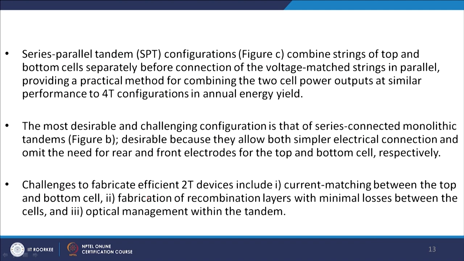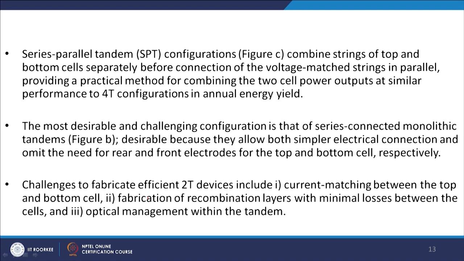Now, series parallel tandem or SPT configurations, which is shown in the third figure, combine strings of top and bottom cells separately before connection of the voltage matched strings in parallel, providing a practical method for combining the two cell power outputs at similar performance to four terminal configurations in annual energy yield. The most desirable and challenging configuration is that of series connected monolithic tandems, figure B, desirable because they allow simpler electrical connections and omit the need for rear and front electrodes for the top and bottom cell respectively. Challenges to fabricate efficient 2T devices include that current matching between the top and bottom cells is very, very important.